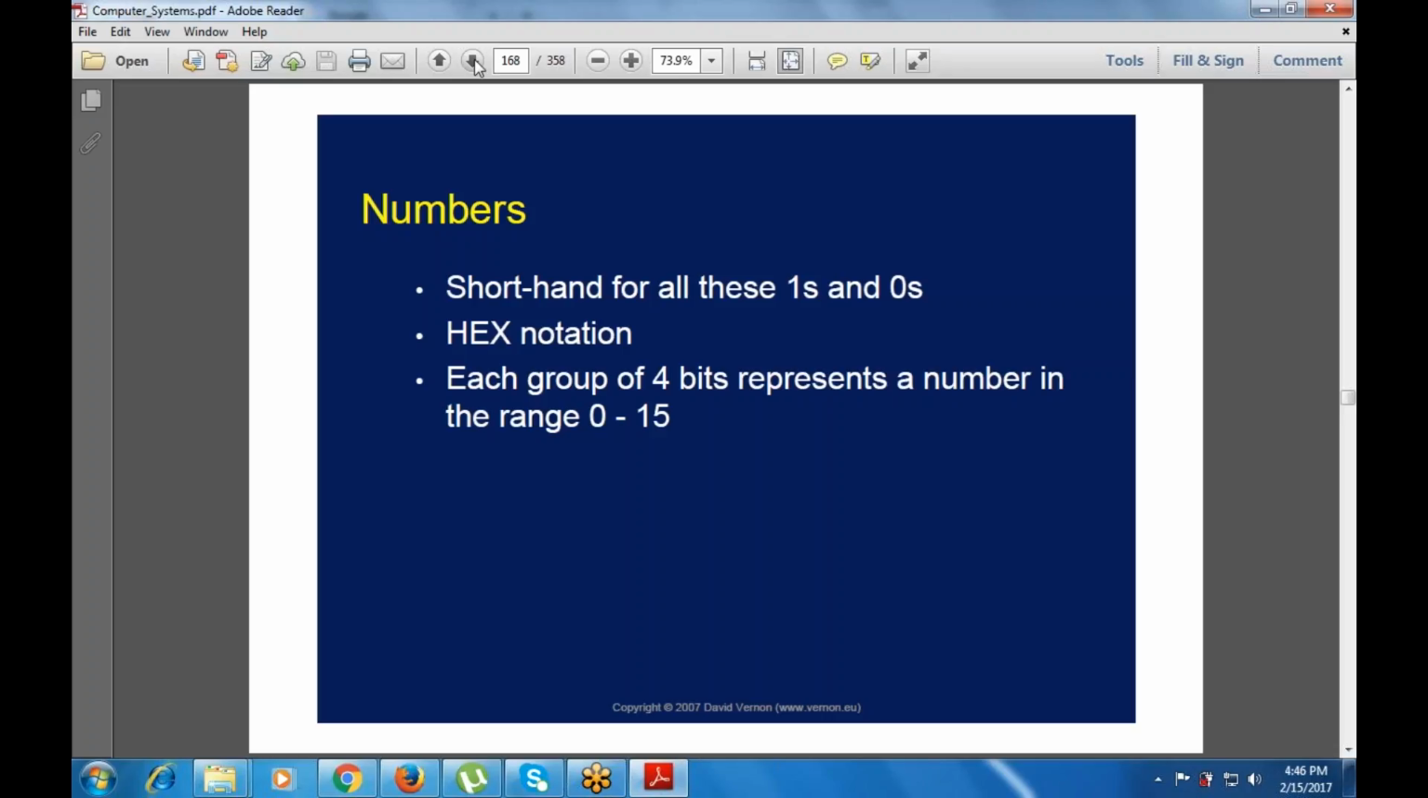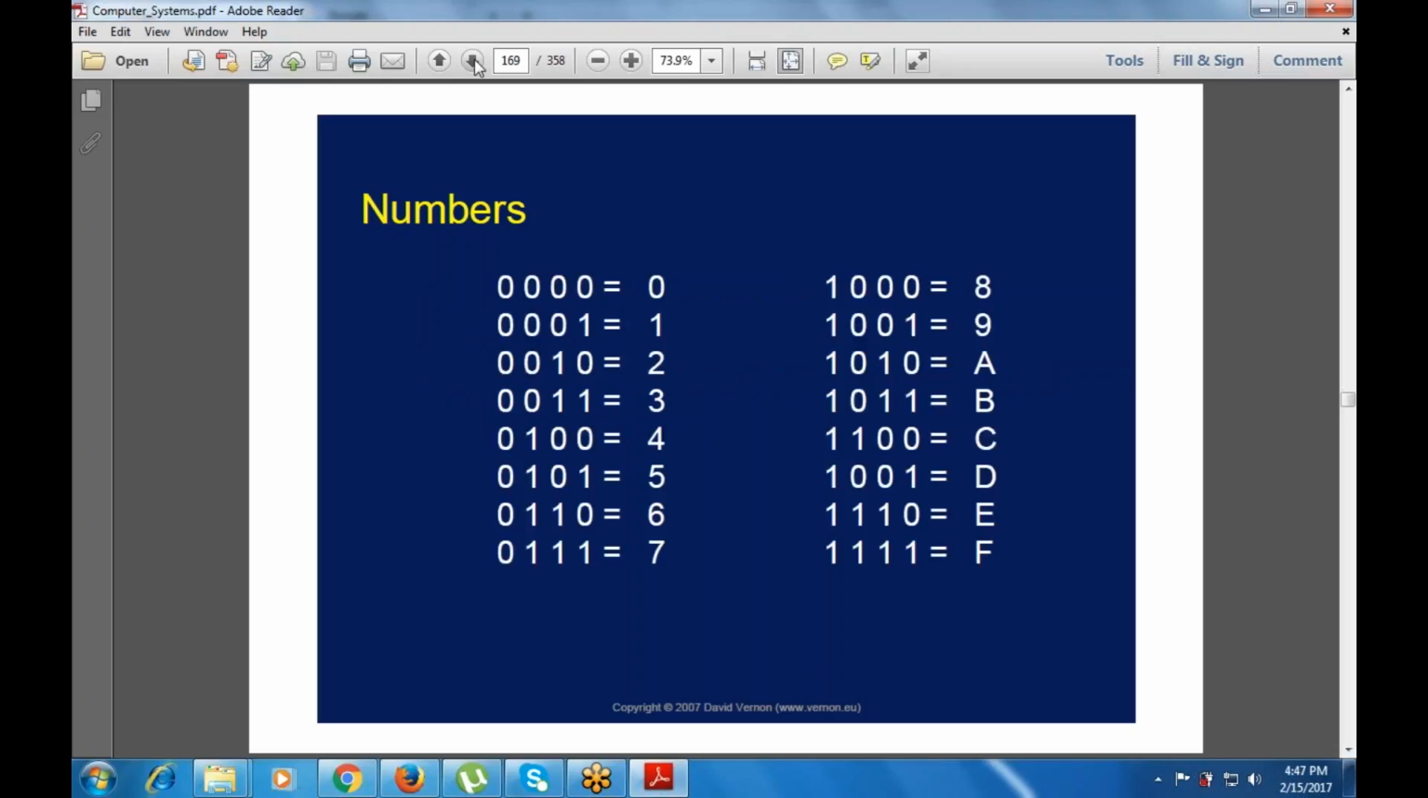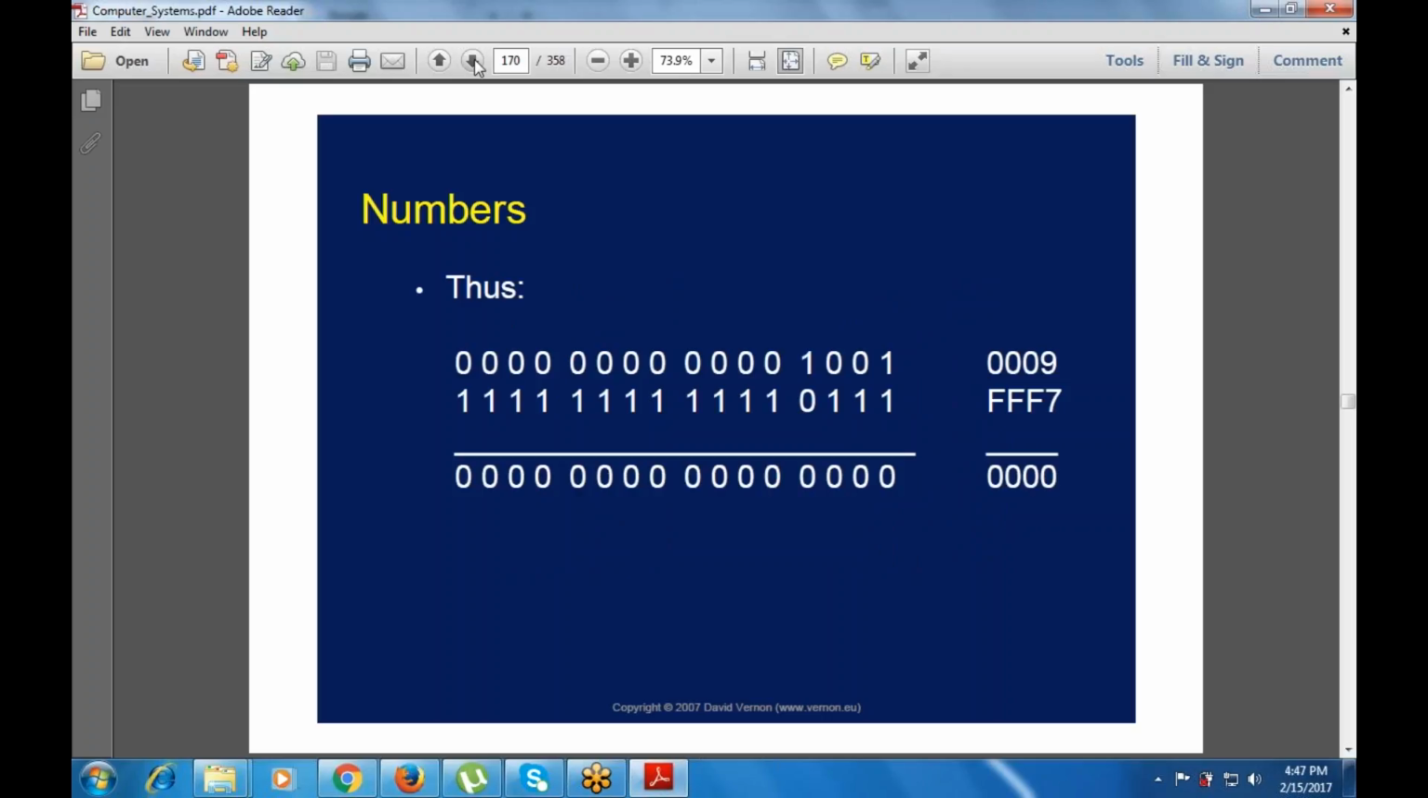Because as I said, this is a 16-bit integer. That range is from 0 to 15, not from 0 to 8, but 0 to 15. So these are the numbers: 0 0 0 0 is 0, then 0 0 0 1 is 1, then 2, 3, 4, 5, 6, 7, 8, 9, A, B, C, D, E, F. These are the numbers that it is representing.